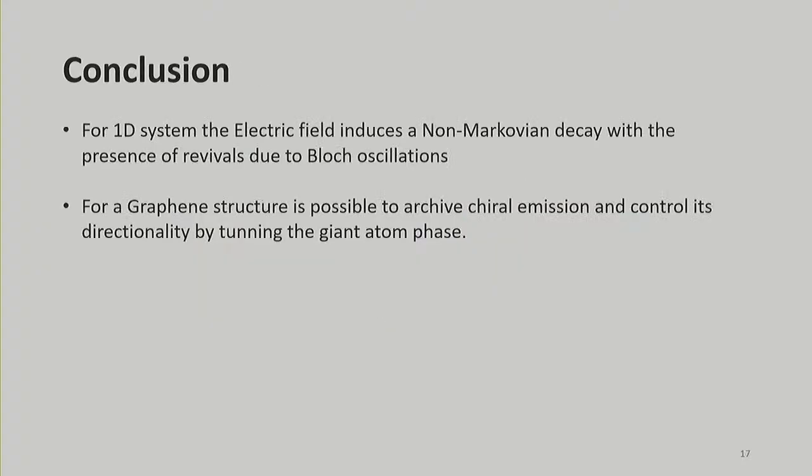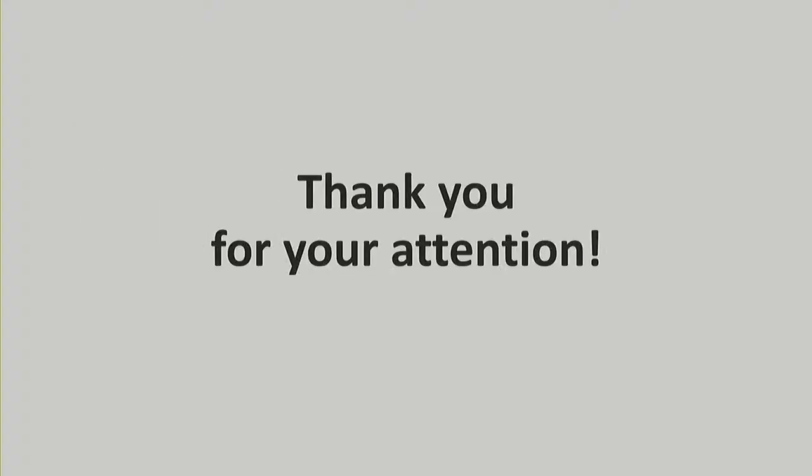Just to conclude, what I'm showing you today is that an electric field on a 1D system creates non-Markovian behavior due to the presence of Bloch oscillations. We create this kind of synthetic mirrors on our lattice, and for the graphene structure, it's possible to control the directionality of the emission by just playing with the phase of the giant atom. So thank you very much.